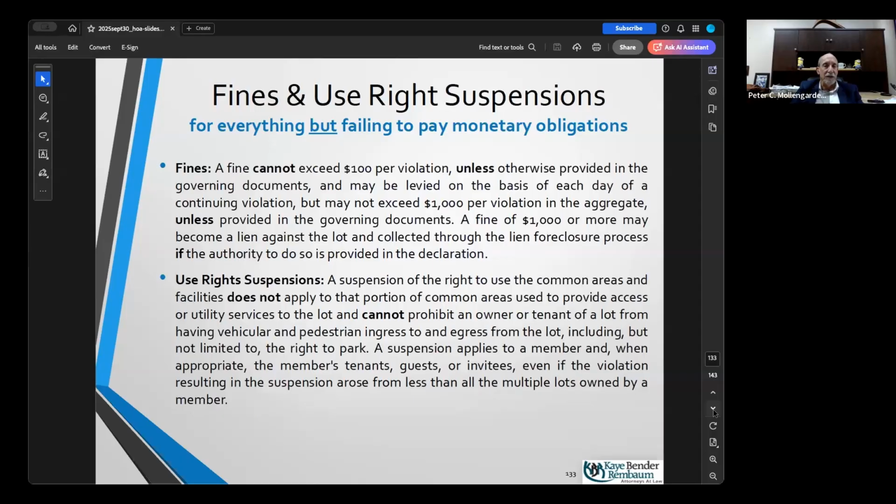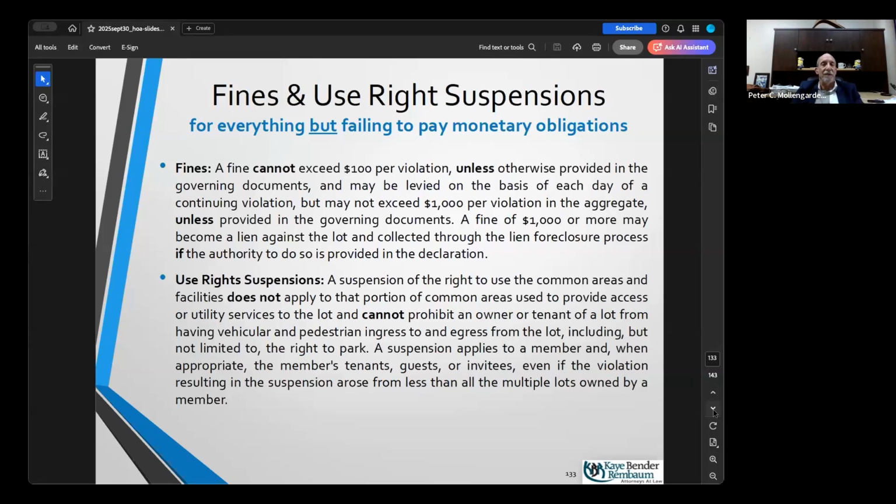A fine cannot exceed $100 per violation unless otherwise provided in the governing documents. By the way, in condominiums, it's $100 period. You can't go above that by your governing documents. But in an HOA, your governing documents can allow or impose fines over $100 per violation. And they can be levied on the basis of each day of a continuing violation, but may not exceed $1,000 in the aggregate per violation, again, unless provided otherwise by the governing documents. So in an HOA, you can go over the $1,000 limit for a continuing violation if your documents so allow.